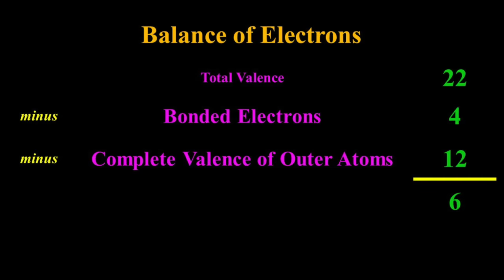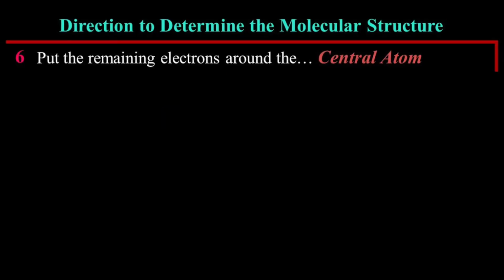That gives me 3 pairs of electrons. So I have 3 non-bonded pairs of electrons. So what do I do with those 3 non-bonded pairs of electrons? What do I do with them? I want to put the remaining electrons around the central atom.